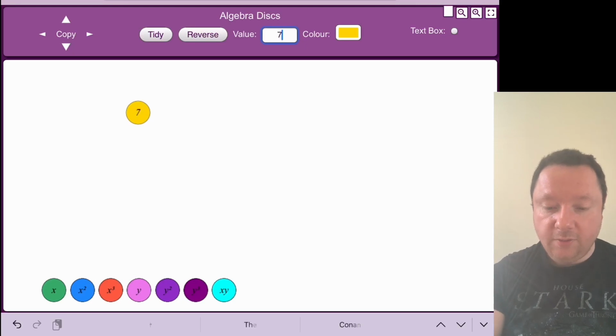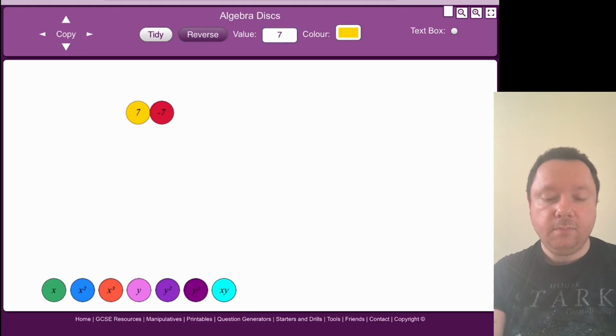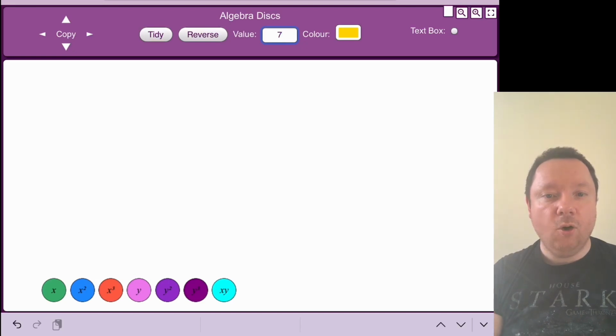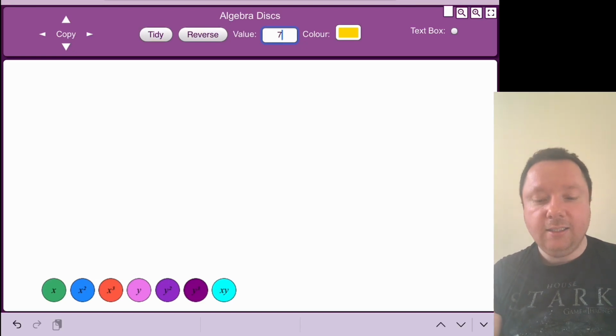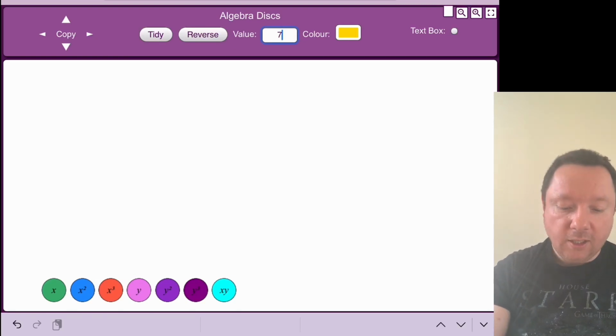I could take any number and do that. I could take a number 7 and take the opposite of 7, which is negative 7. So 7 and negative 7 make 0. So whenever I want to make 0, I just need to take the opposite of it. So if it's positive, I need to take the negative. If it's negative, I need to take the positive. But I can do that with algebra as well.